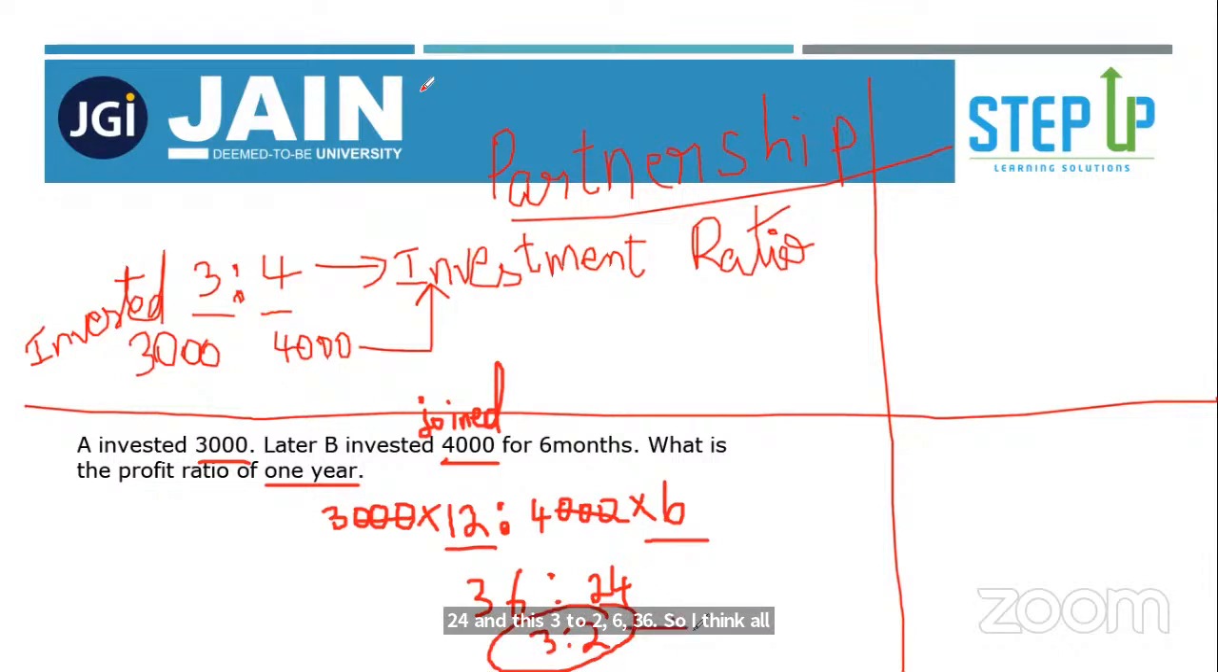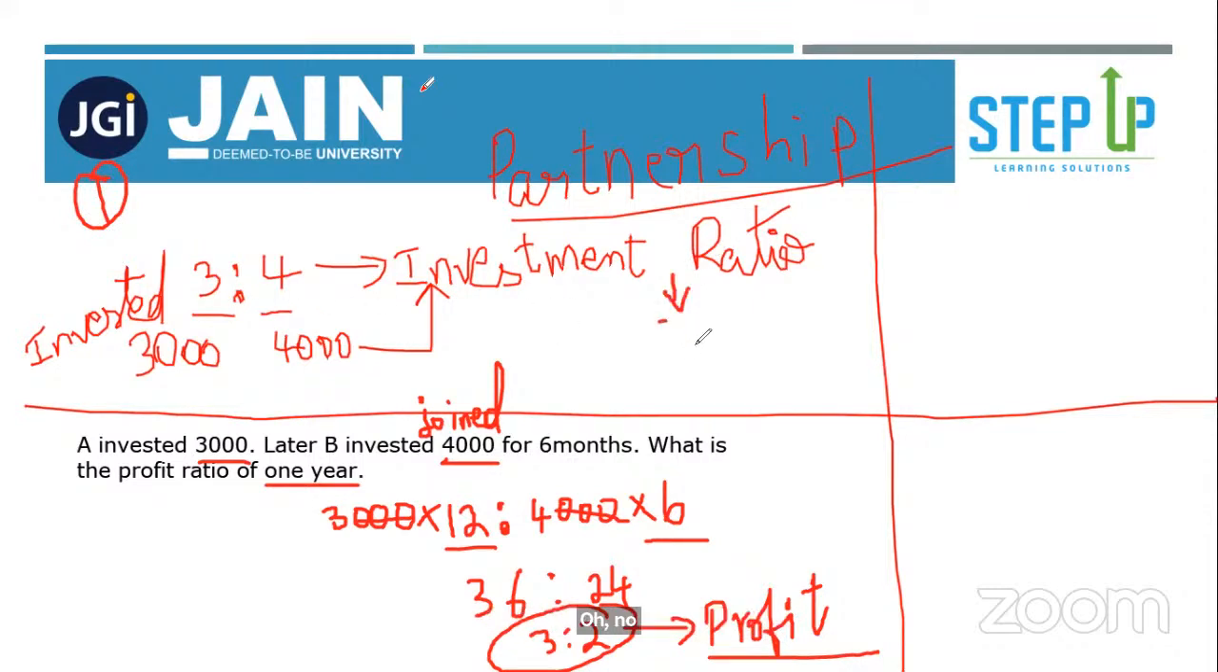What is the profit share ratio? Profit share ratio means after investing for a certain time, I get a profit. In the first question, no investment period is given. So the investment ratio itself is the profit ratio, 3:4. But in this case, that would not happen. Did you get that?